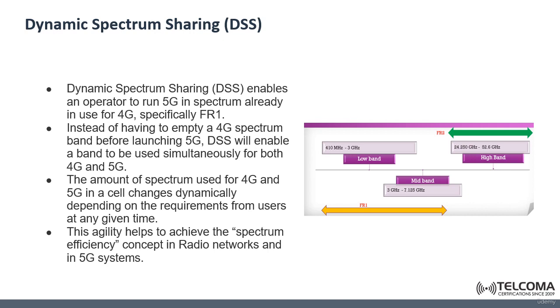So based on this, the vendors have positioned dynamic spectrum sharing as a primary way to help the operators evolve their 4G networks so that they can support 5G, because of this challenge of limited spectrum resources. Instead of having to empty a 4G spectrum band before launching 5G, which could take years, dynamic spectrum sharing will enable the band to be used simultaneously for both 4G access and 5G access.